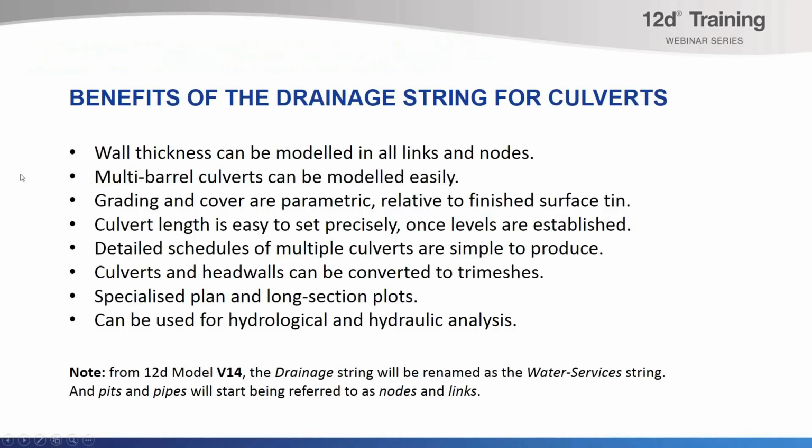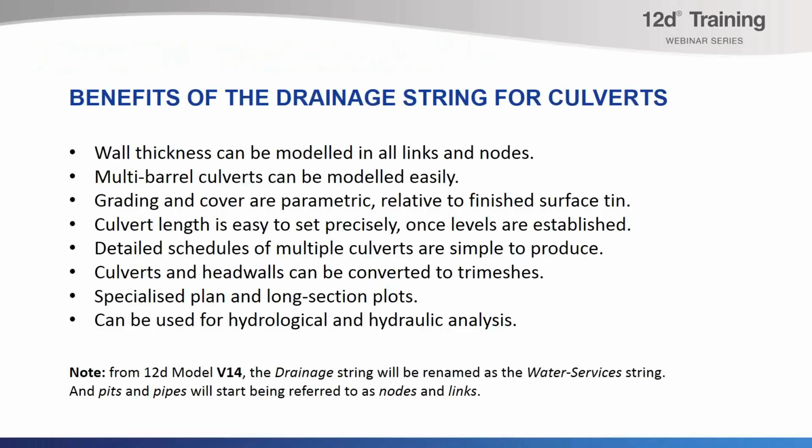I'll talk a bit more about some of the other images you can see there, the long section plot and the perspective view. But there are other benefits on why you would use drainage strings as opposed to any other string in 12D for modelling culverts. The other benefits are the grading and the pipe cover or culvert cover underneath the road are parametric values, and they're relative to your finished surface tin. So one is not independent of the other. You can relate your culvert levels to your tin levels.